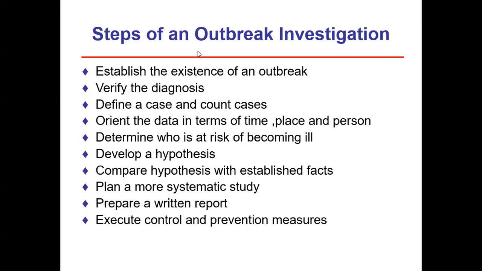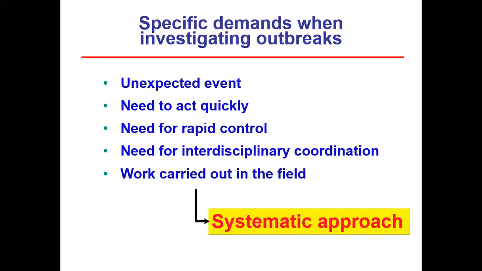Okay, so the conversation we're having now is about the steps for an outbreak investigation. I had said in the previous slide that when you're investigating an outbreak, it's important to know that because you are dealing with an unexpected event, there is need to act quickly. There is need for activities that will bring that untoward event quickly under control. There is need for you to be coordinated, and most of the time it's interdisciplinary interactions. And then there would be some practical activities carried out and done in the field and in the community.